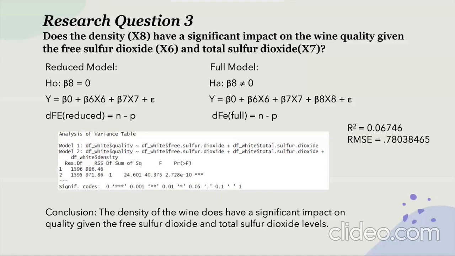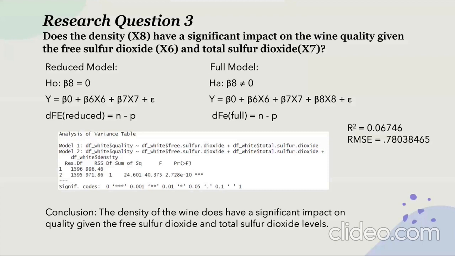Question 3 explores whether or not the density of the wine X8 has a significant impact on the quality of the white wine, given the free sulfur dioxide levels X6 and the total sulfur dioxide levels X7. Here we can see the reduced model and the full model, with the null hypothesis being that beta 8 is equal to 0 and the alternative hypothesis being that beta 8 is not equal to 0.